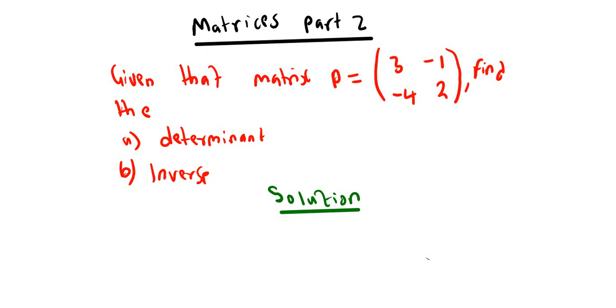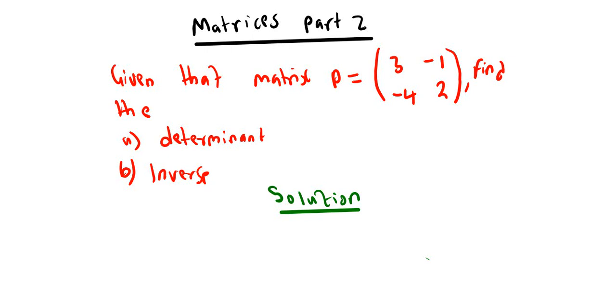Welcome to part 2 of the matrices. In this video, we're just going to look at finding the determinant and also the inverse. Previously, in part 1 of the matrices, we looked at how we can find the row and column order of the matrix, and also the formula for the determinant.